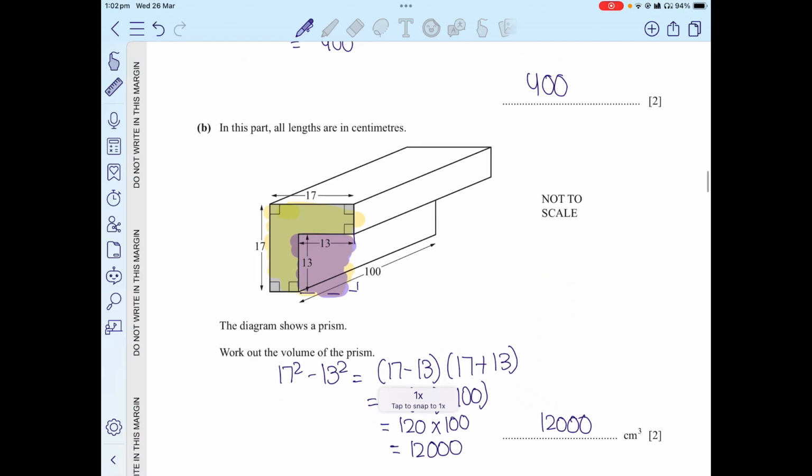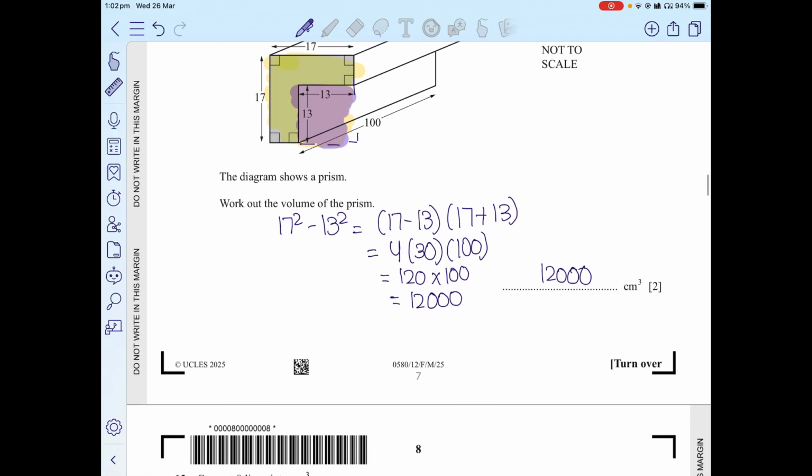You just have to think about it. The entire shape would be 17 square. If you remove a small square, that square's area is 13 square. So the remaining area that we get is the area of the surface area multiplied by the length will give you the area of the prism.